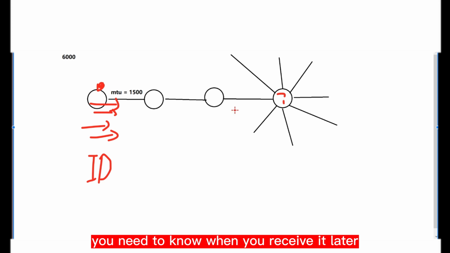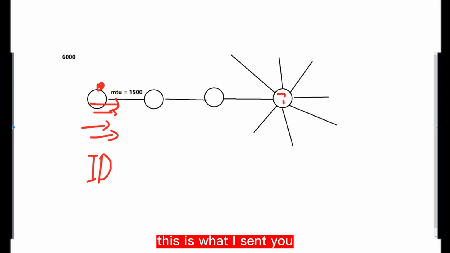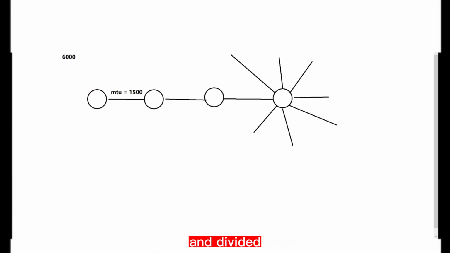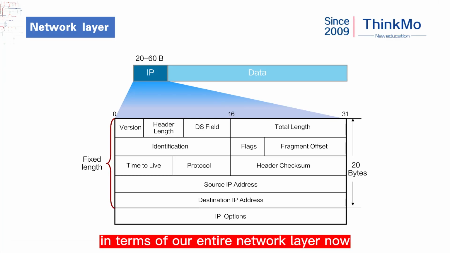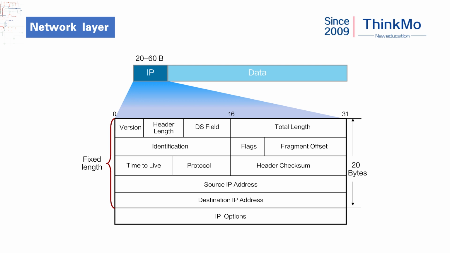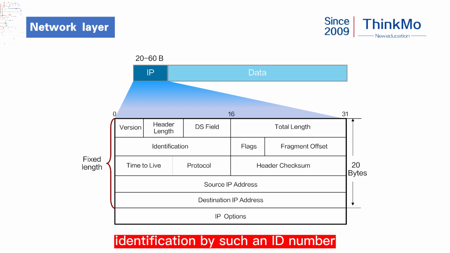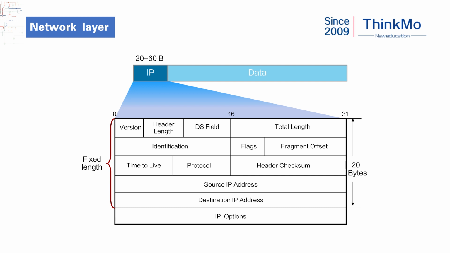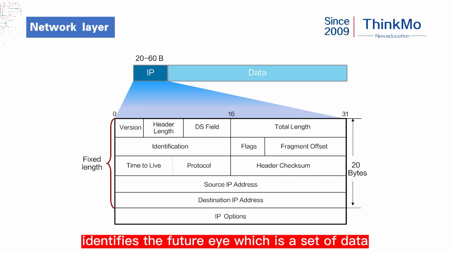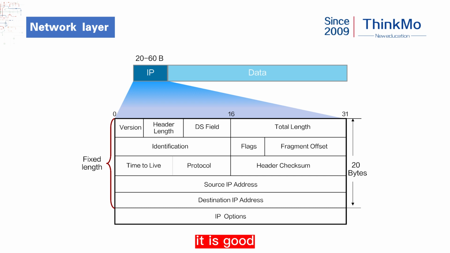You need to know, when you receive it later, that this is what I sent you and divided. So for such fragments, our entire network layer uses this identification, an ID number, to identify that this is a set of data. It is good. This is point 1.